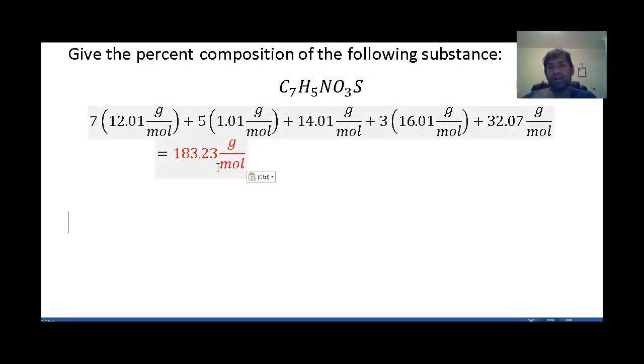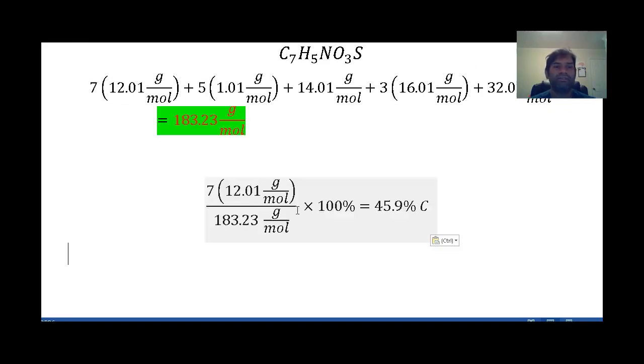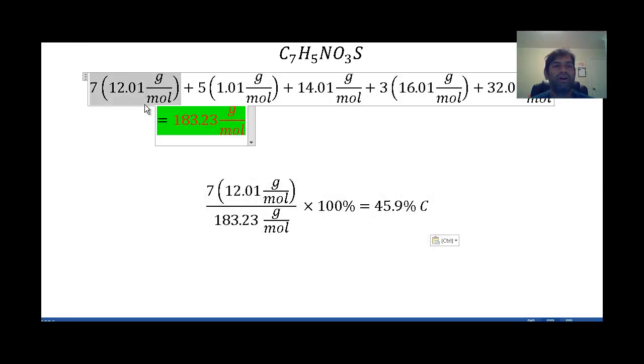Now let's figure out, of that whole 183.23 grams per mole, what contains carbon. So that's going to be this here, 7 times 12.01. That's the part. The whole is 183.23. Let's highlight that in green. So doing that, this is our part carbon. This is the whole of the entire molecule times 100. I'm getting about 45.9% carbon in this whole molecule.